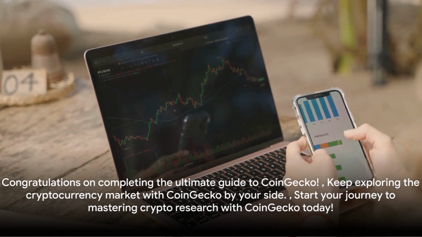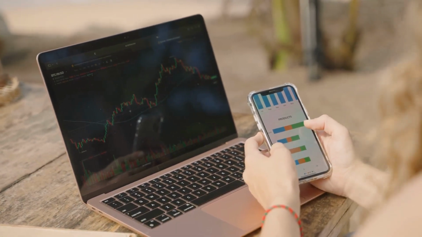With CoinGecko, you are one step closer to mastering the cryptocurrency market. Start exploring today.